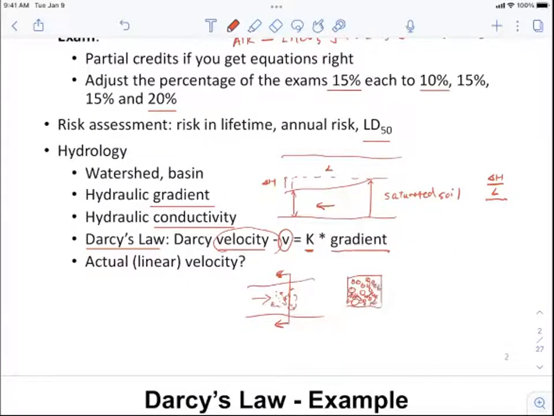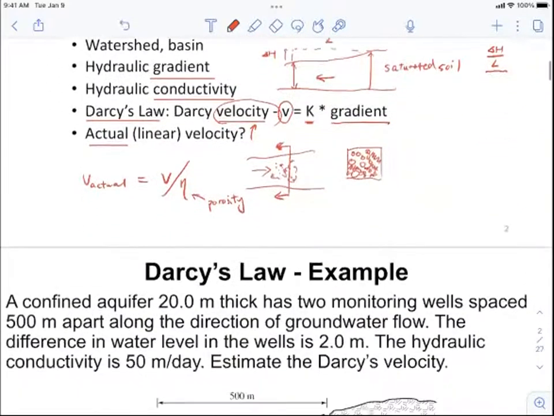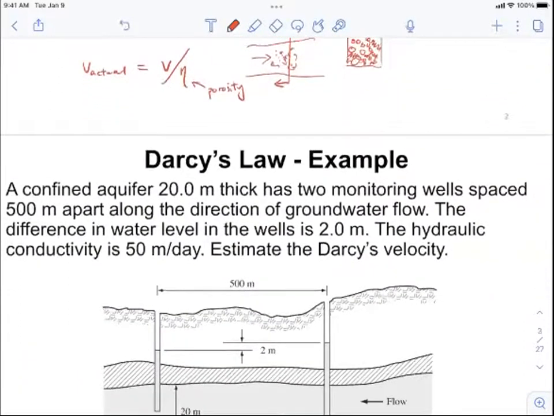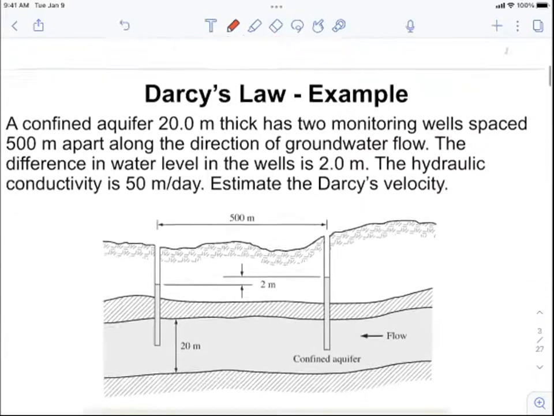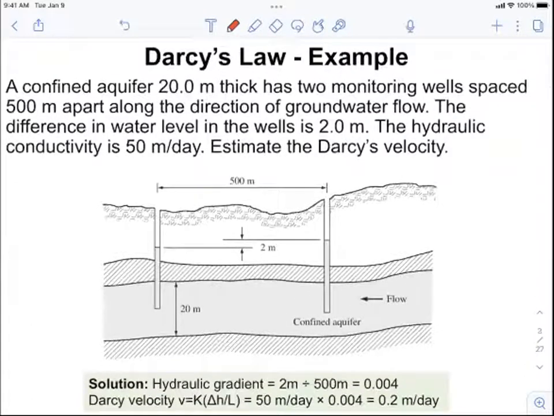Because of that, the actual velocity of water is going to be higher than the Darcy velocity. The actual velocity is just the average velocity, or the Darcy velocity, divided by the porosity. Okay, so let's take a quick calculation on this problem here. You don't have to pull out your calculator.